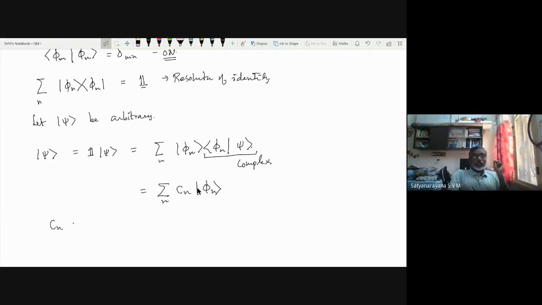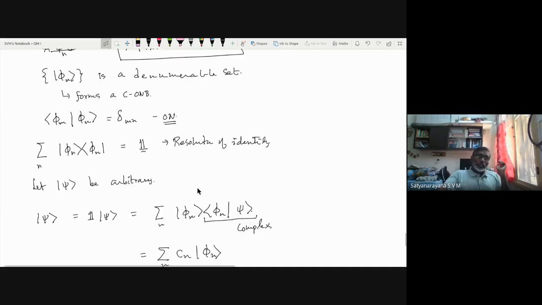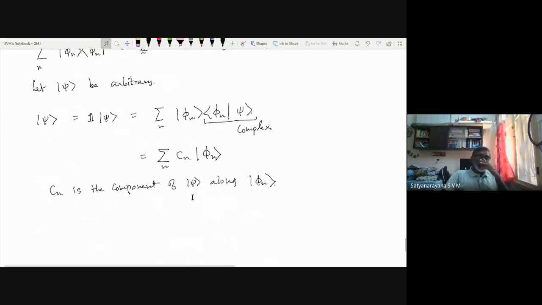So in this sense, Cn is the component of psi along phi n. The same interpretation, that same thing that we have written earlier with respect to the continuum basis, we can also write with respect to this basis.